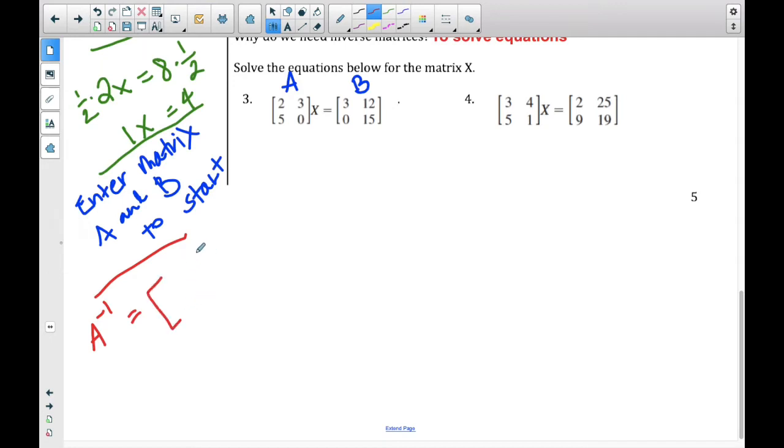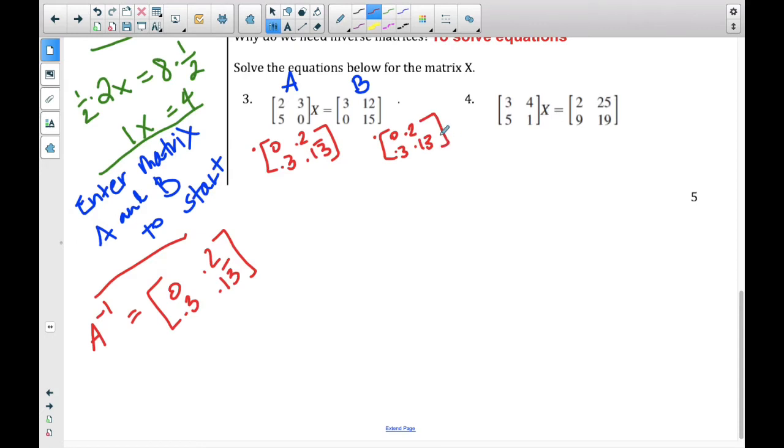It should give you 0, 0.2, 0.3 repeating, and negative 0.13 with the 3 repeating. That should be your A to the negative 1. That is the inverse of matrix A. So what we want to do now is multiply both sides by that matrix. And on your calculator, hopefully you understand how to do sort of a cut and paste on your calculator. We can take a look at that in just a second if we need to. But right now you're going to multiply both sides by this matrix.